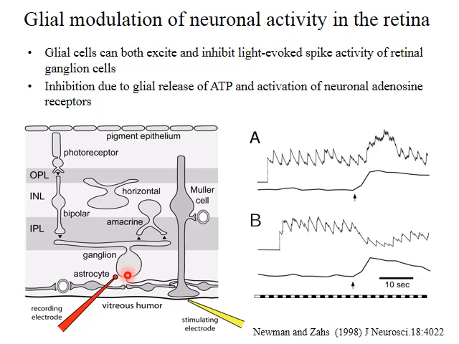This slide shows one example of how the release of a glial transmitter can affect neuronal excitability. In this case, this is in the retina, and it shows that glial cells can both excite and inhibit spike activity of retinal ganglion cells.